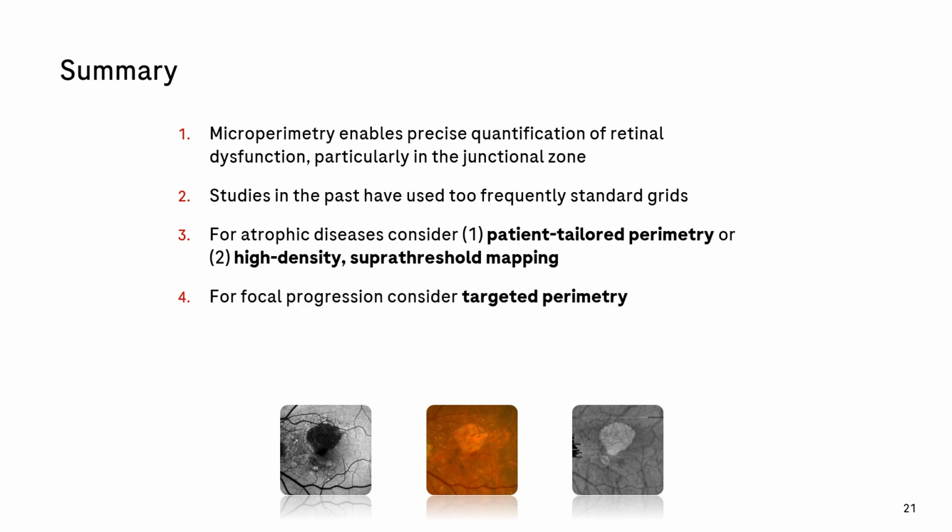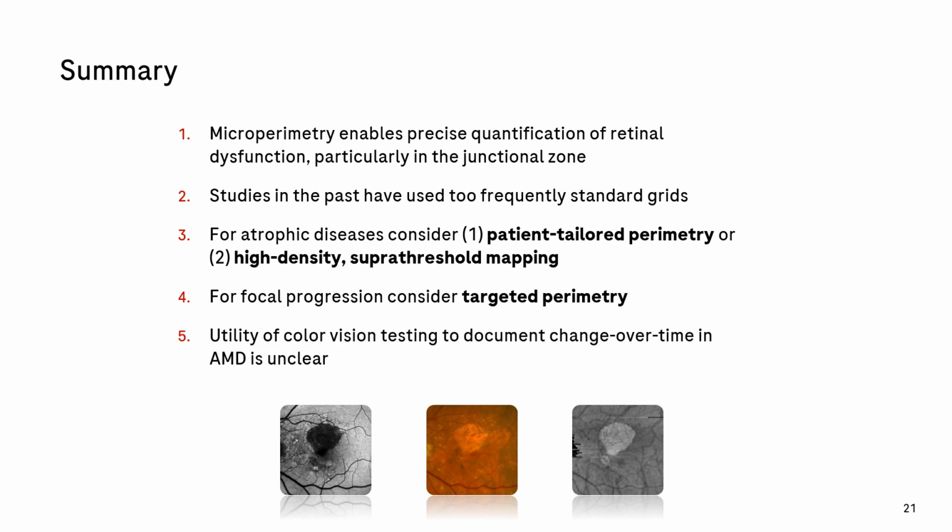And for focal progression in the context of intermediate AMD, like slowing the progression from a large drusen to nascent GA, targeted perimetry is the most pragmatic approach. And the utility of color vision testing to document change over time in AMD is still unclear, so that's why there's not a strong evidence base to apply it in clinical trials.